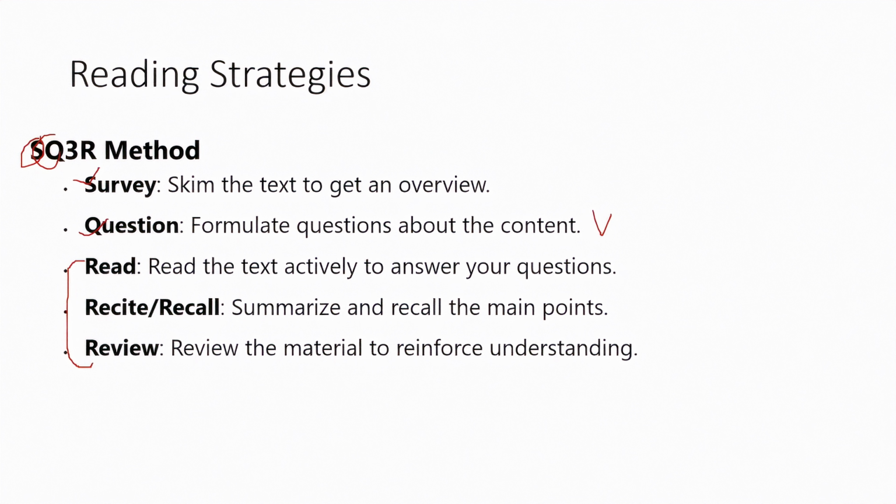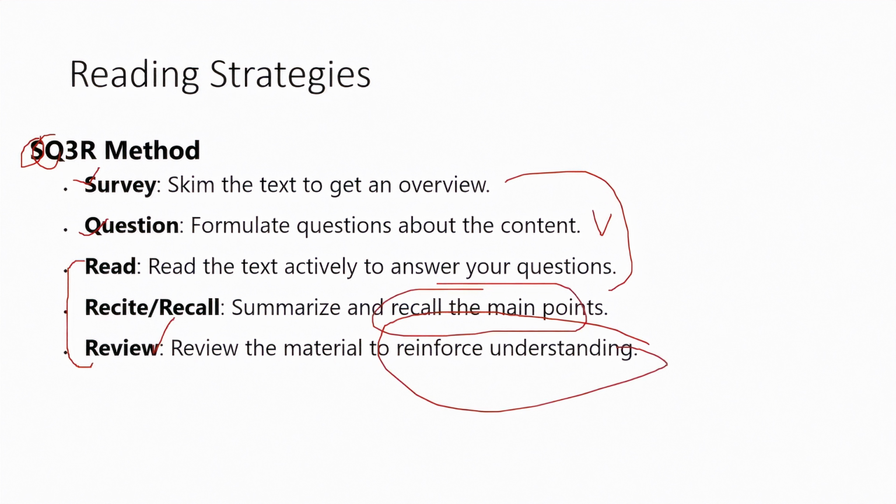Next one, recite or recall. Summarize and recall the main points. After doing these three, you recall what the main points are. And the last one is review. Reviewing means to reinforce understanding. You connect the points that you have recalled and understand the purpose of this text. This is known as SQ3R.